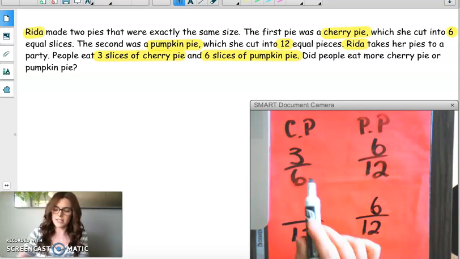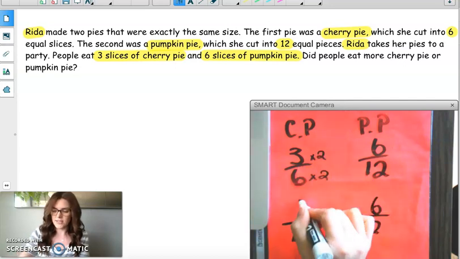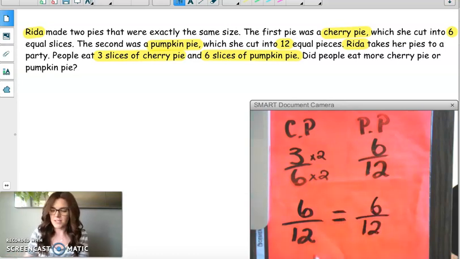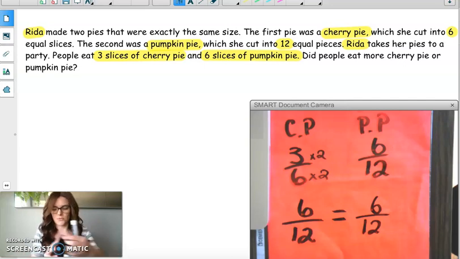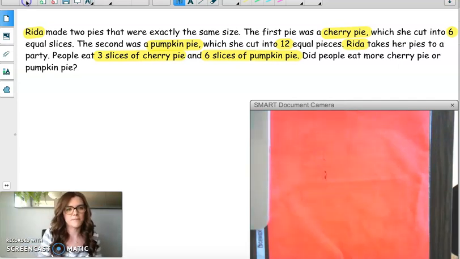Well, we multiplied the 6 by 2. And whatever we do to the denominator, we have to do to the numerator. So we have to multiply the top by 2 as well. So 3 times 2 is 6, and people ate the same amount of pie because 3/6 is equivalent to 6/12. And if you were to simplify these 2 fractions, they're actually 1/2. So half of each of the pies was eaten. Perfect. Now, let's erase our board and go to our next one.